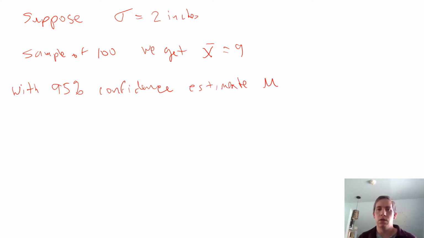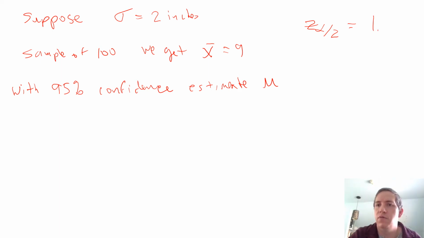The idea here is that there's a population of all of these animals out there, and we'd like to know what the average height is of all of them. We took a simple random sample of 100 of them and got an average of 9 inches. So we want to, with 95% confidence, estimate that mu. There's a couple of things we need to know. We need to know the z alpha over 2. For 95% confidence, the table tells me that I get 1.96.